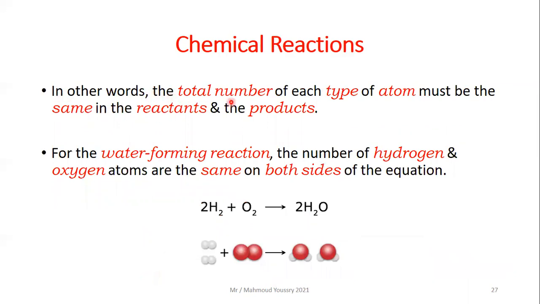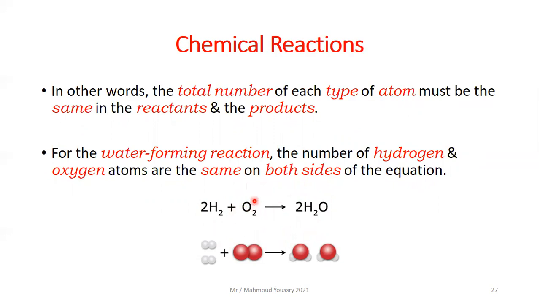In other words, the total number of each type of atom must be the same in the reactants and the products. For the water-forming reaction, the number of hydrogen and oxygen atoms are the same on both sides of the equation. As you can see, this is hydrogen molecule and oxygen molecule equal water molecules, but we have H2O. This is 2 atoms of hydrogen. So in this case, 2 atoms of hydrogen, and here we have 2 atoms of hydrogen.